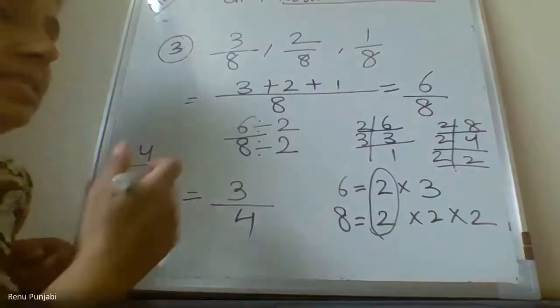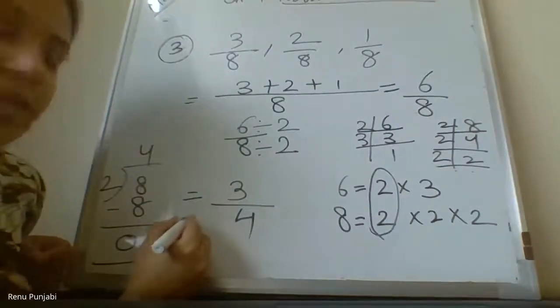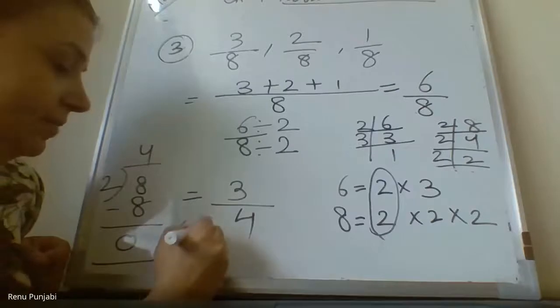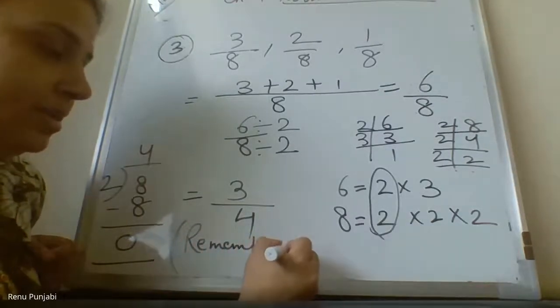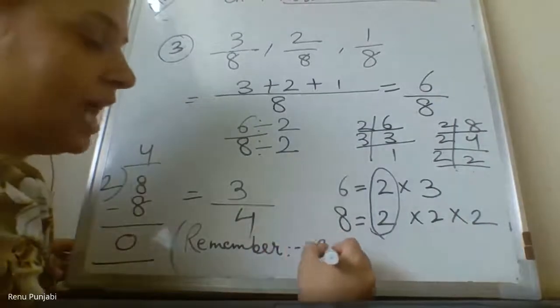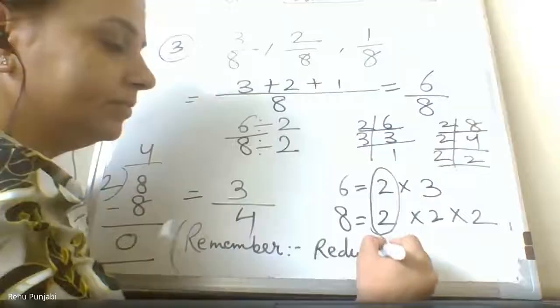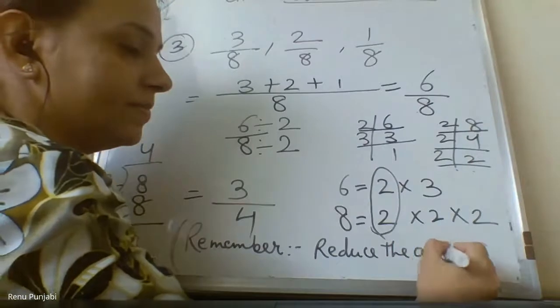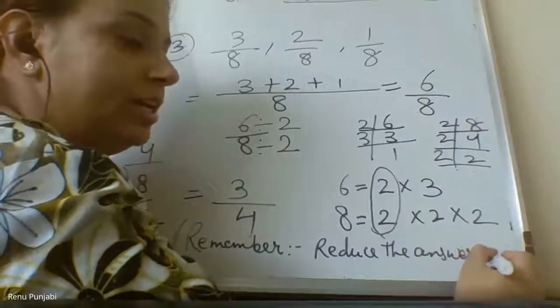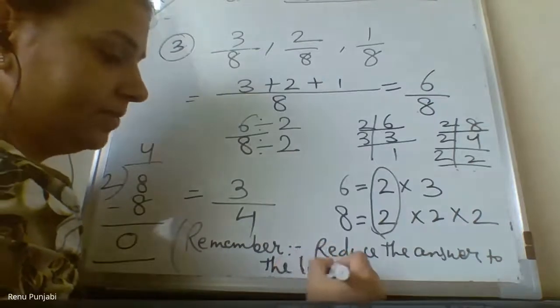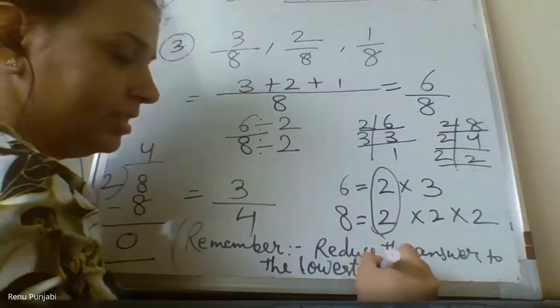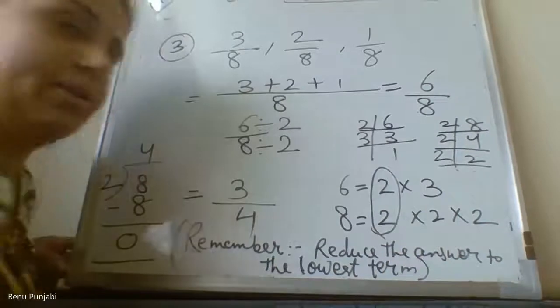And at last, please write one line also in the bracket. Remember, reduce the answer to the lowest term. This is an important line to remember.